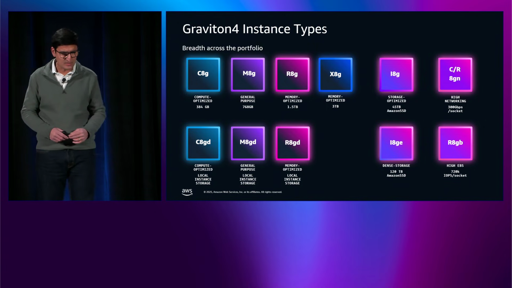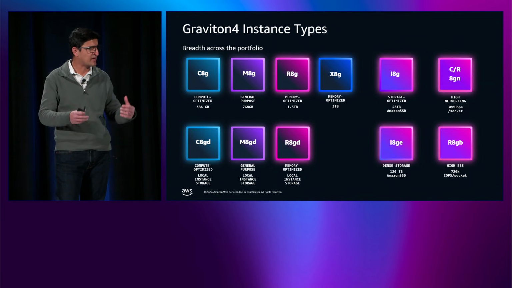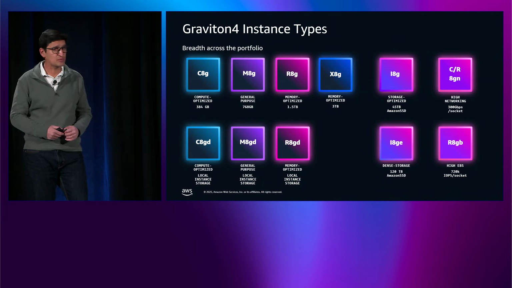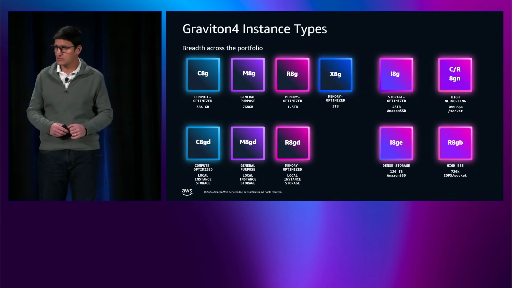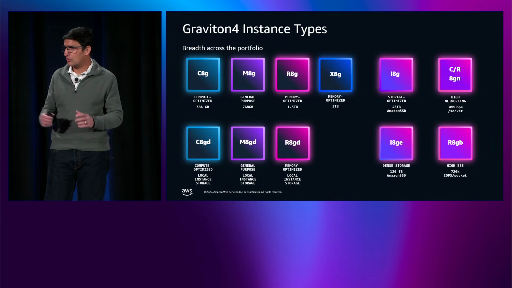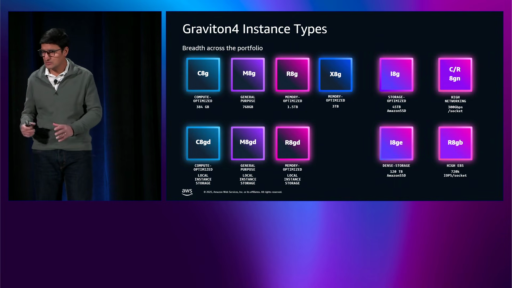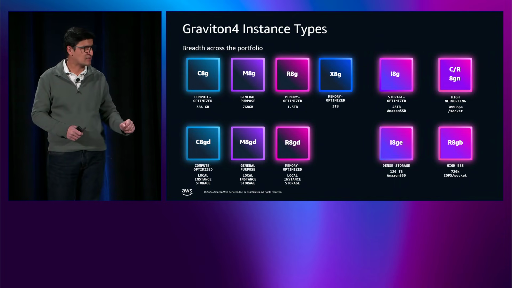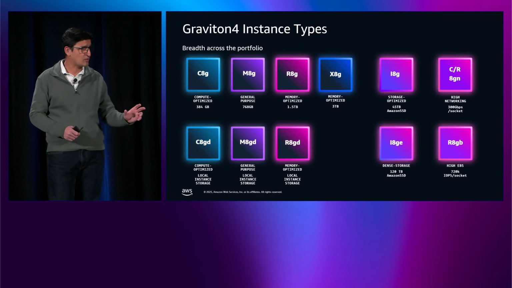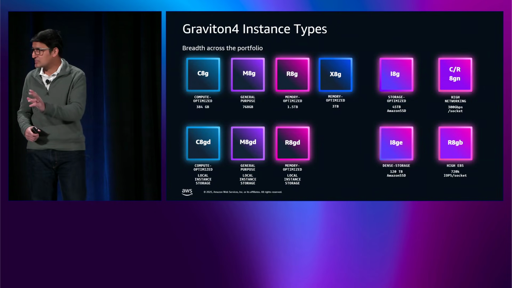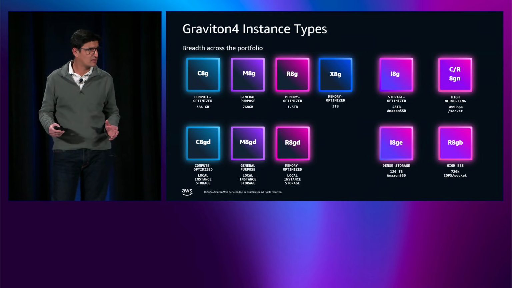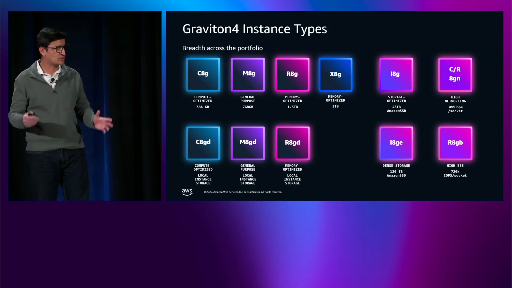If you have workloads that need high-performance network bandwidth, the network-optimized instances offer up to 600 gigabits per second of network bandwidth. And for high EBS performance, we have EBS-optimized instances that give you 720,000 IOPS and 150 gigabits per second of EBS bandwidth. Lots of choice on Graviton 4 available to you today.